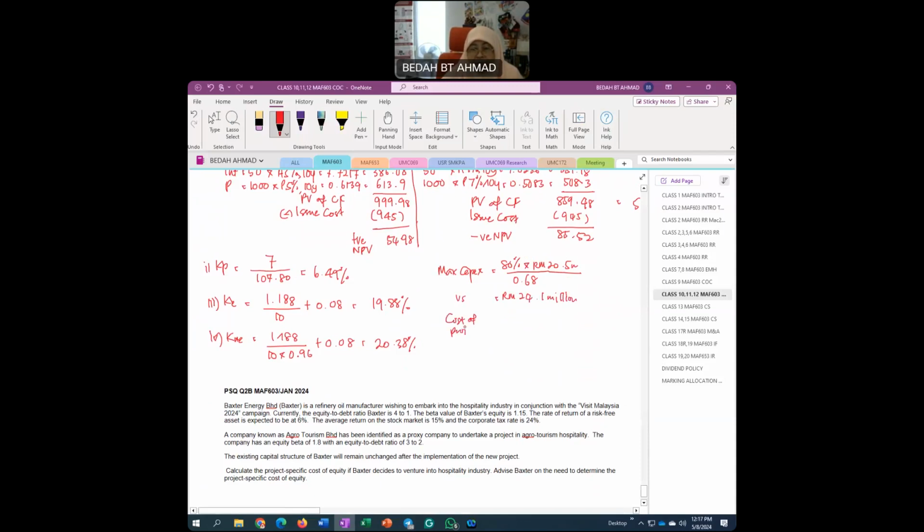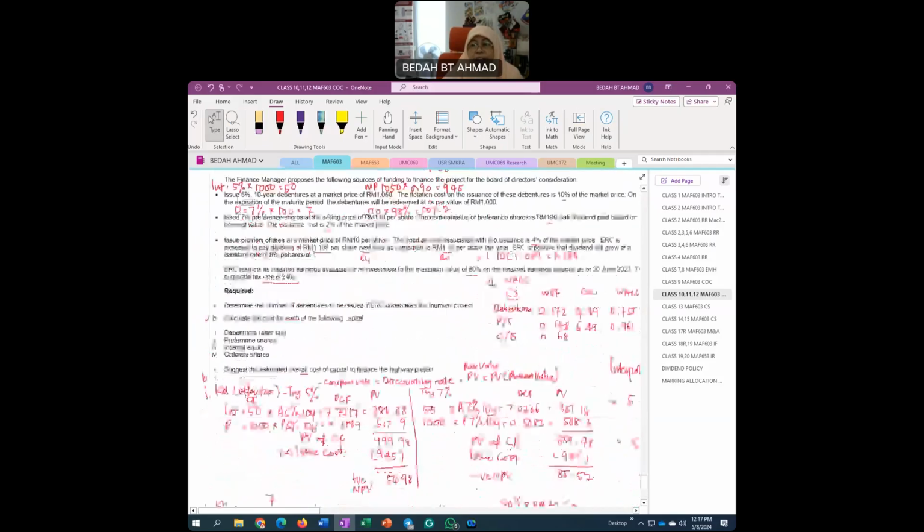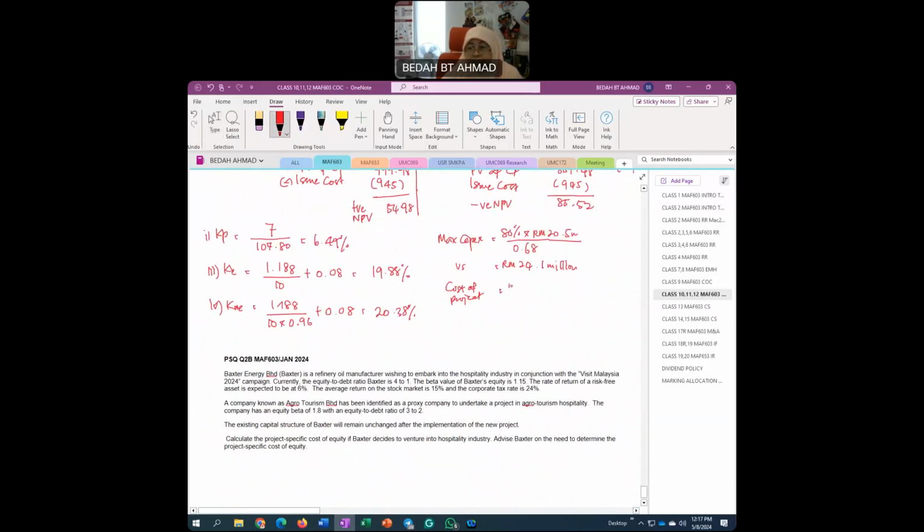So how much is the cost of project? It is stated here in the question, the cost of project is 35 million. That means the cost of project exceeds the maximum capex, so the retained earnings are insufficient. You need to make a simple conclusion or decision. Since it exceeds the maximum capex, the ERC needs to issue new shares.